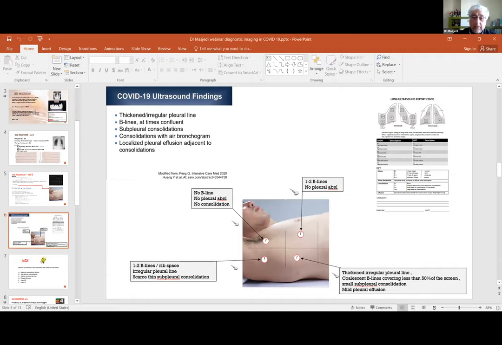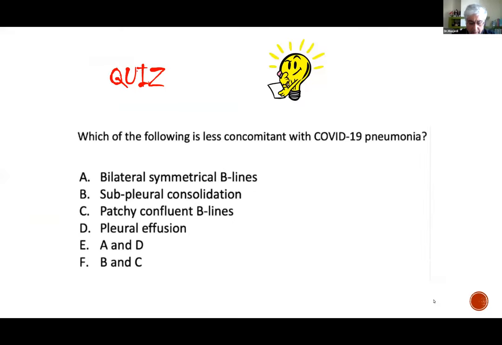Okay, as you see in this slide, these are the findings of ultrasonography, on the right side and on the left side. So, as you see, these are the findings in the ultrasonography. And to be interactive, I would like all participants to write their comment on this quiz. Which of the following is less concomitant with COVID-19 pneumonia? A, bilateral symmetrical B-lines; B, subpleural consolidation; C, patchy confluent B-lines; D, pleural effusion; E, A and B; F, B and C. Would you please write your answers in the box at the right lower part of the screen?